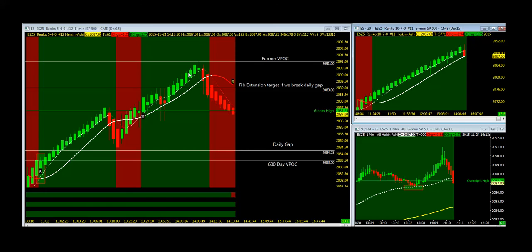2091 to the former VPOC. What a wonderful exit for the trade if you got out there, or you decide I'm still going to manage this way up on my way up. Find a recent swing size position. We're above the daily gap. We've already hit that fib extension target.